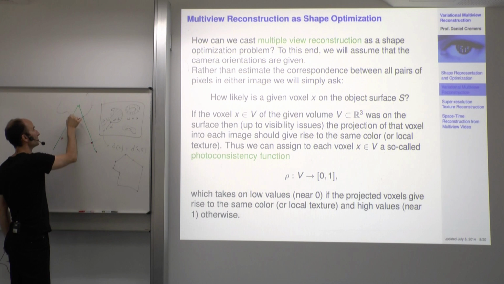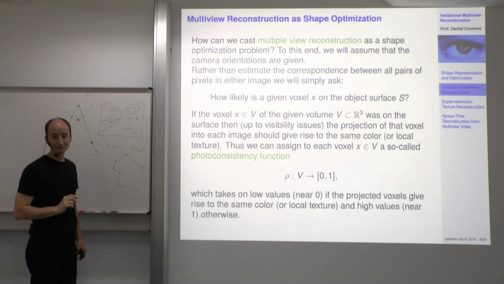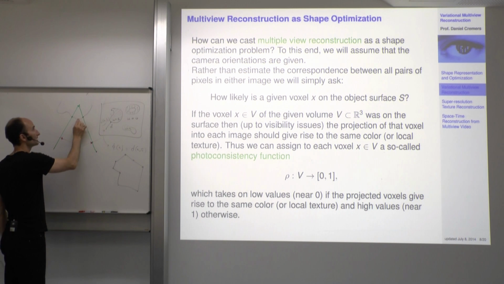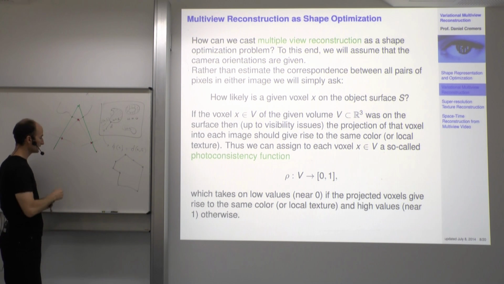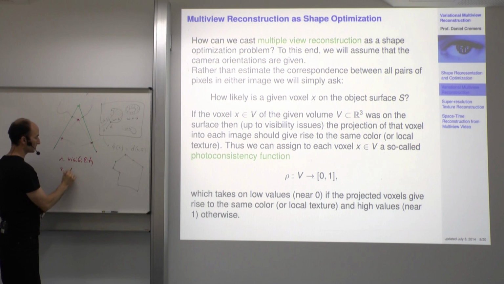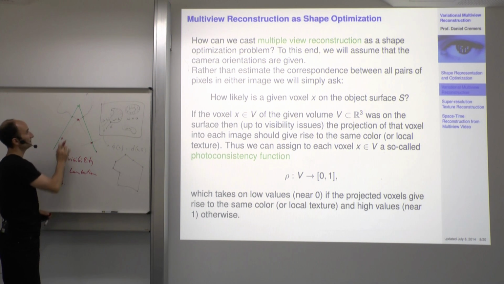So I'm assuming here that the point that I consider is actually visible from the two cameras, and I am assuming that the object is Lambertian. That's the second assumption, meaning the color doesn't depend on viewpoint, so the color of this point, independent of how I look at it, should be the same. And the third assumption, so there's three assumptions. The first I said is visibility. The second assumption is that the object should be Lambertian. And the third assumption is that the object should be textured.